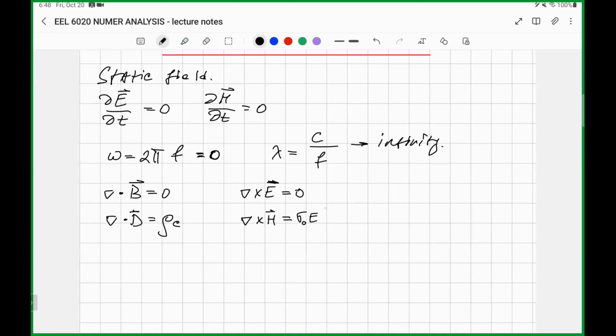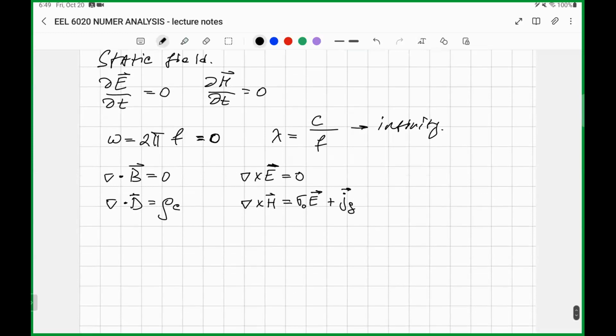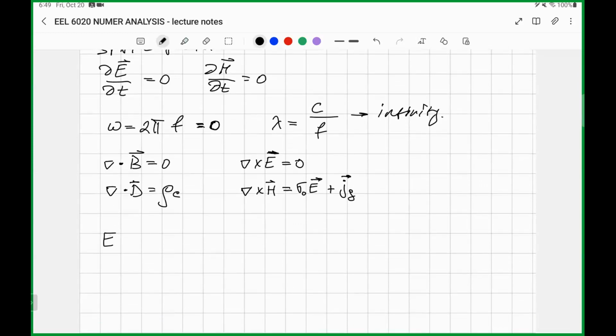sigma zero, the conductivity at zero frequency, times electric field, which is static, plus possible generator currents, right, which is also zero frequency current or DC current. So from this equation, the curl of electric field is equal to zero, it means that we can represent the electric field as a gradient, or in our case minus gradient of some scalar function phi.